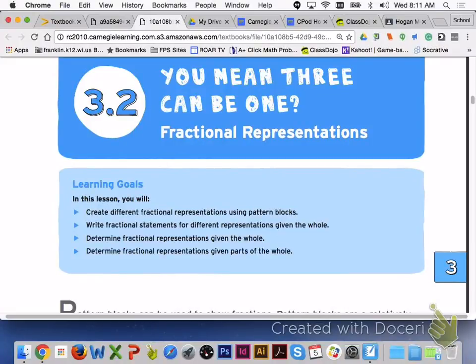Hi class, in lesson 3.2 you will be learning about fractional representations. Learning targets for today: you will create different fractional representations using pattern blocks. You will write fractional statements for different representations given the whole, and you will determine fractional representations given the whole and given parts of the whole.